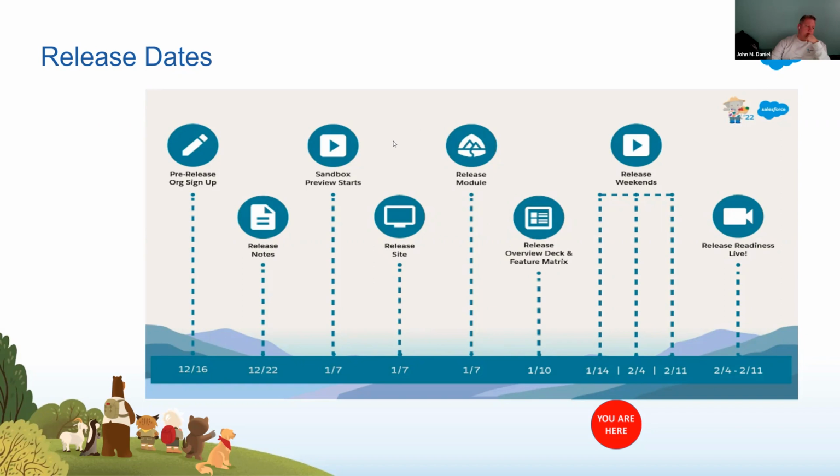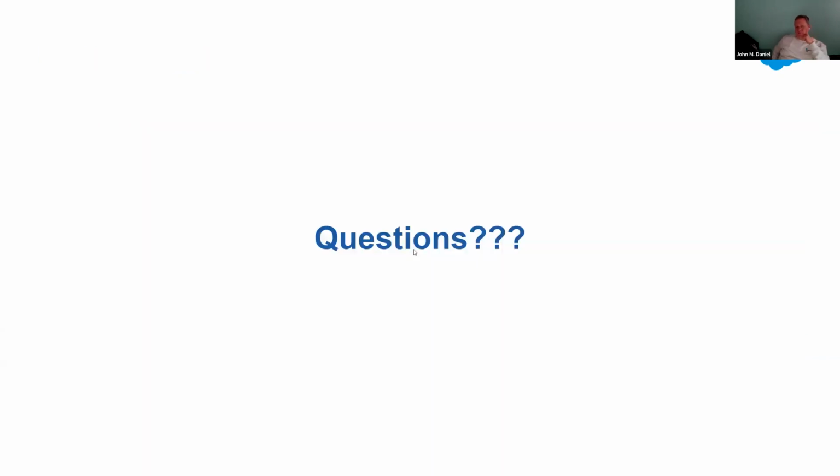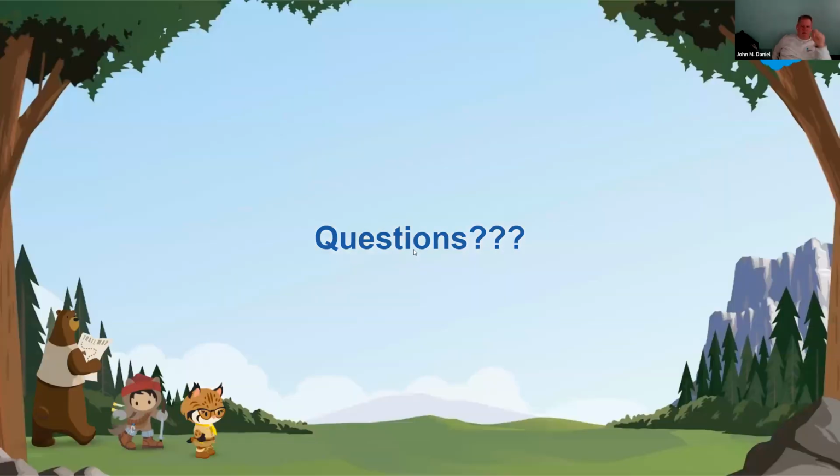And with that, we're at the question slide. So anybody got any questions? Anybody want to talk about anything? What is your favorite new feature that you've heard of tonight? I've already told you it's the Apex type implementer, because I want to know the classes that are implementing my interface, but that's just me.